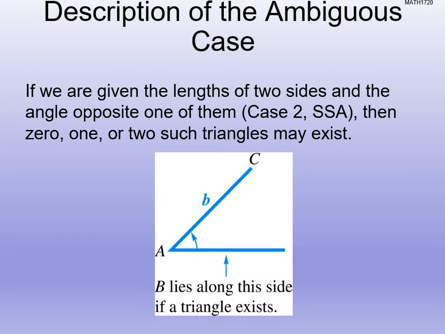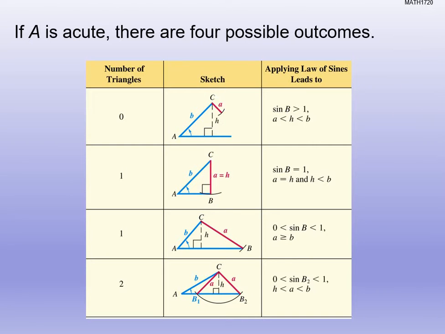Okay? So if you're given the lengths of two sides and then the angle opposite them, this doesn't 100% show it with this drawing here. This shows more of a side-angle-side. But we're going to be looking at the case where side-side-angle occurs. It can produce 0, 1, or 2 triangles. And that's this piece right here.